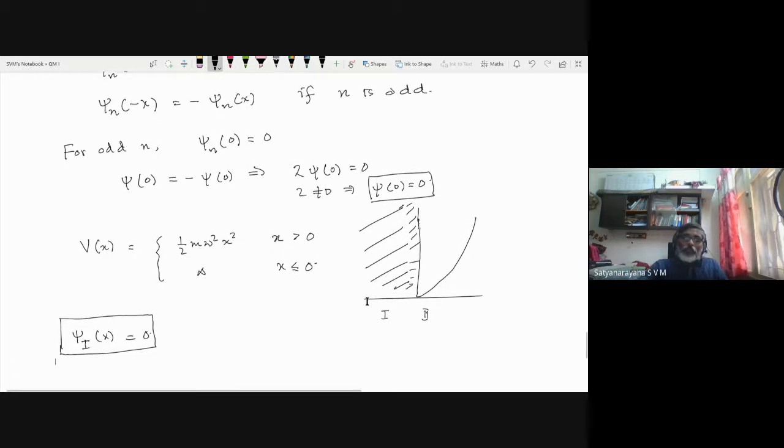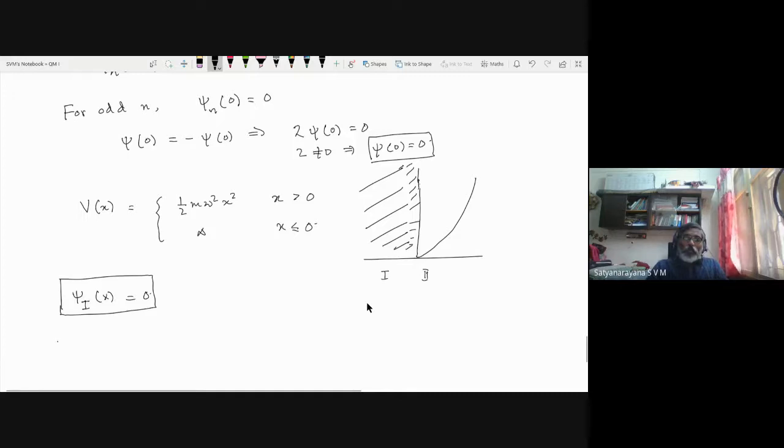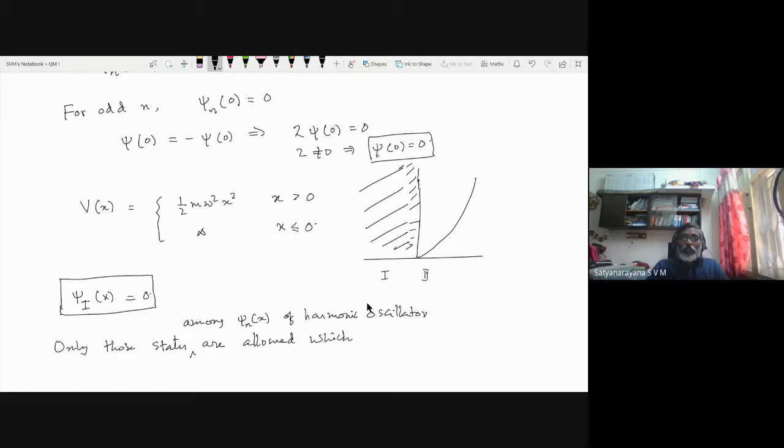So what we have to do is, only those states among psi n of x of the harmonic oscillator are allowed which go to 0 at x equal to 0.